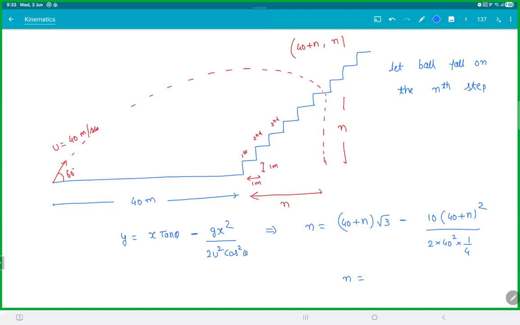Everyone clear with the equations? This and the previous problem are exactly the same. There it is a window, here it is a step, but the idea is the same. Take a break. Come back by 9:40. We'll continue from here. Any doubt so far? Sure. Come back by 9:40. Take a break.